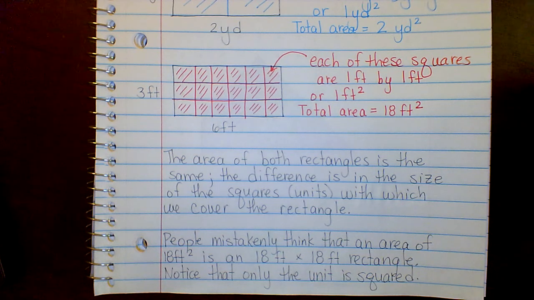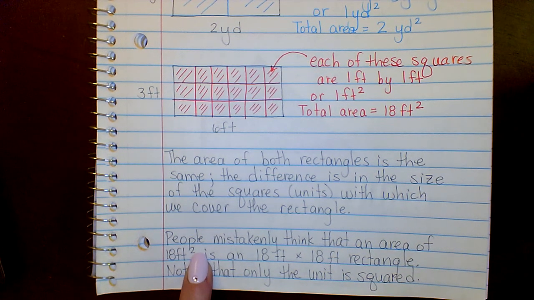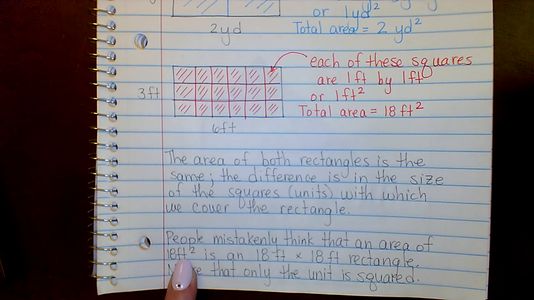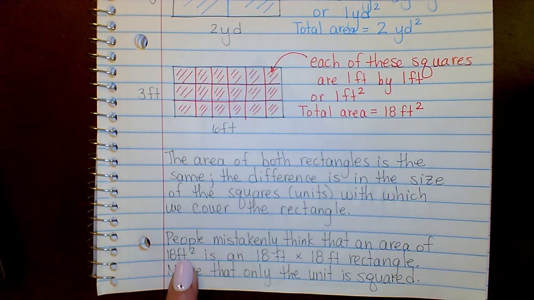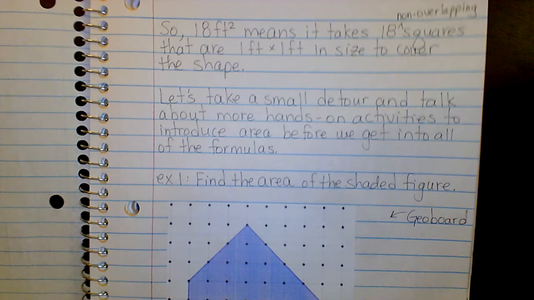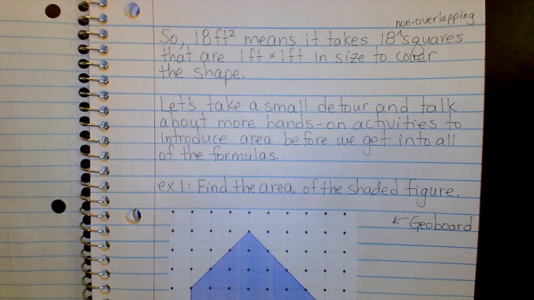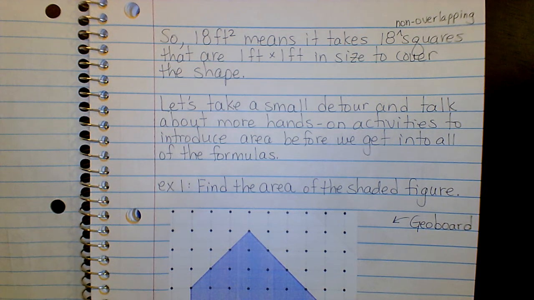Notice that only the unit is squared, not the 18. The 18 is the total number of squares. So it's 18 squares that measure, what size are they? They're 1 foot squares. So that's what the foot tells you. So 18 square feet means it takes 18 non-overlapping squares that are 1 foot by 1 foot in size to cover the shape.